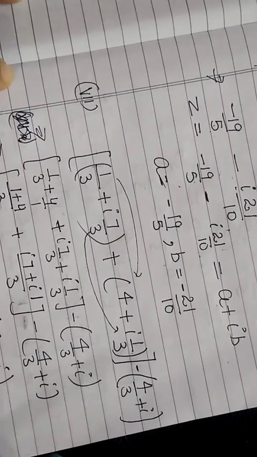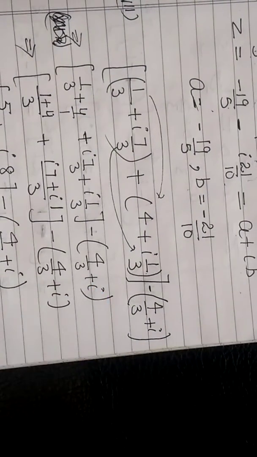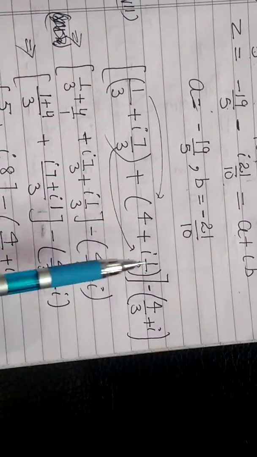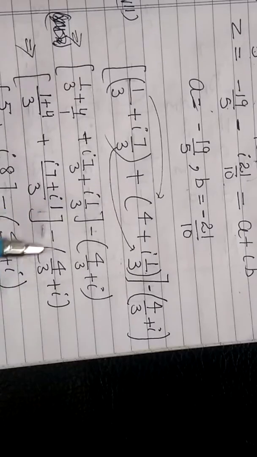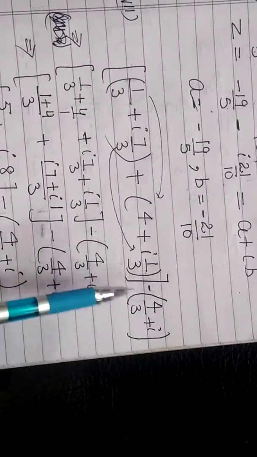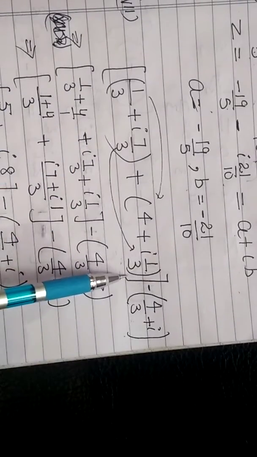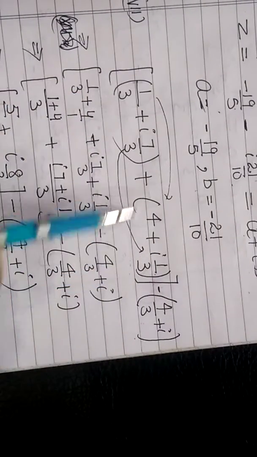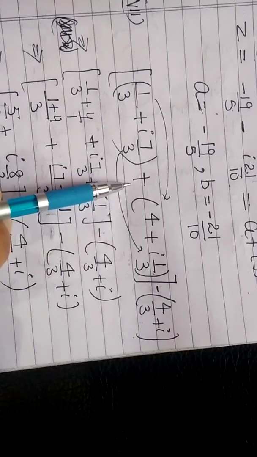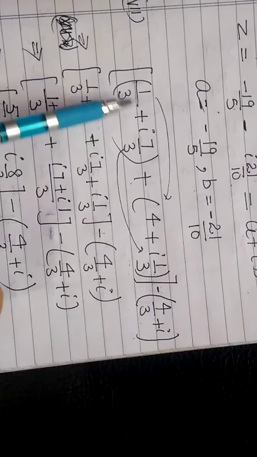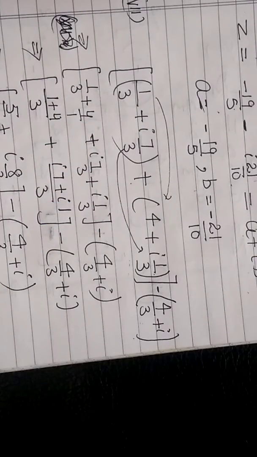And in question number 7, you can see we have 3 brackets. First we will add the 2 brackets inside this square bracket, and then after getting a single result from this square bracket, I will use this third bracket. But first I have to solve this square bracket. In this bracket, there is simply a positive sign, so there is no need to change the sign inside the second bracket. So I will add real with real and imaginary with imaginary.